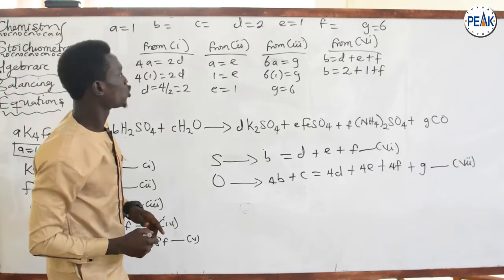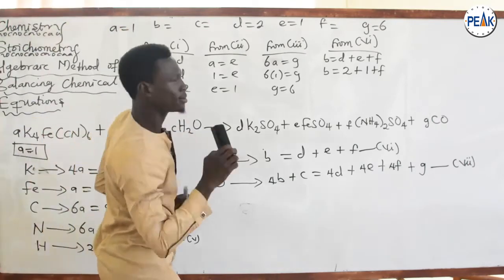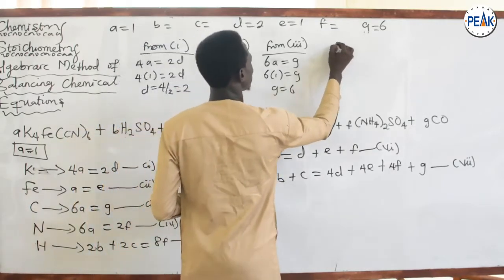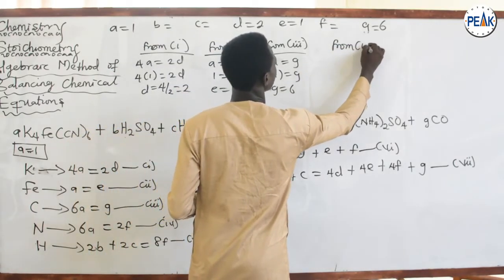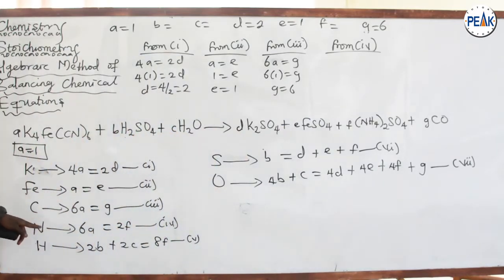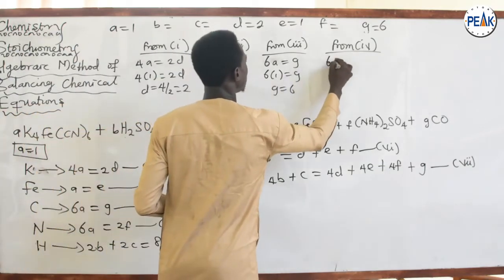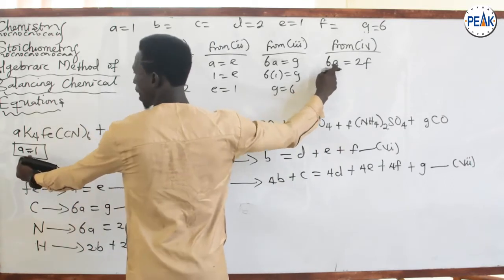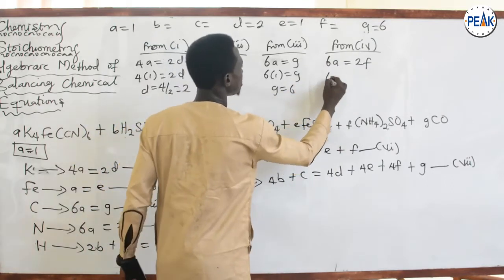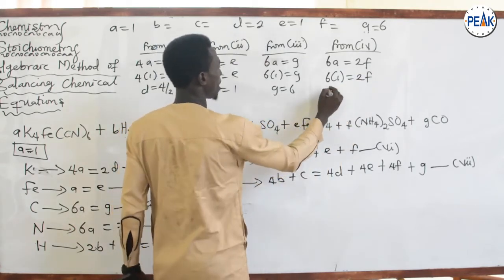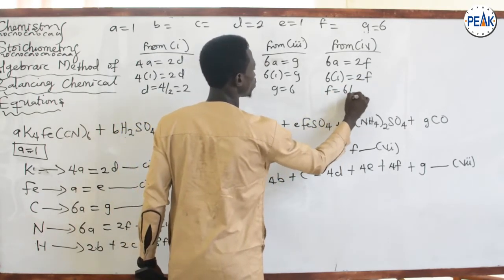Sorry about that. So let's erase this and use equation 4. Sorry I left that out, that's a mistake on my part. From equation 4, I can get the value of F. That says 6A is equal to 2F, knowing fully well again that my A is equal to 1. So I can say 6 into 1 is equal to 2F. That means my F will be equal to what? 6 over 2.